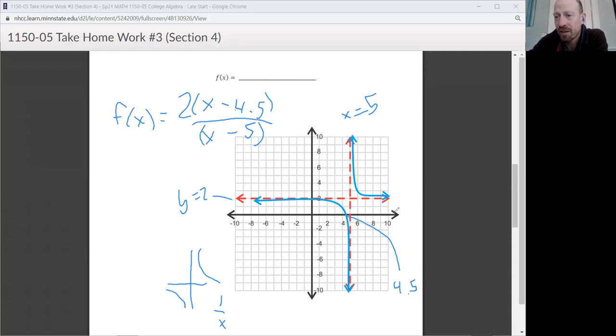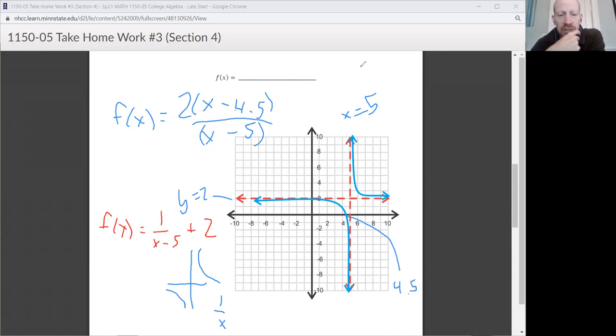And so they attacked this by using transformations instead of the strategy I used. And they said, well, it's been moved over to the right 5 units, and it's been moved up 2 units. So given that thinking, they would have written the function like this: f of x equals 1 over, if I want to move it to the right 5 units, that's going to be x minus 5 instead of x. And then if I want to move it up 2 units, that would be a plus 2.